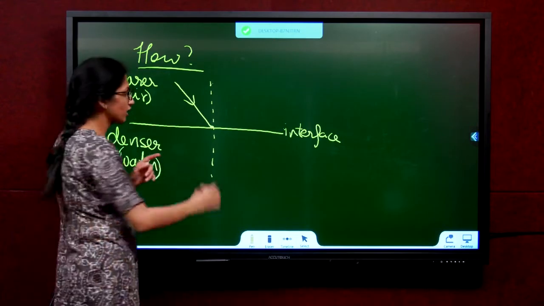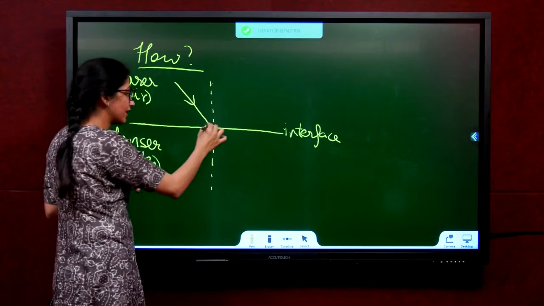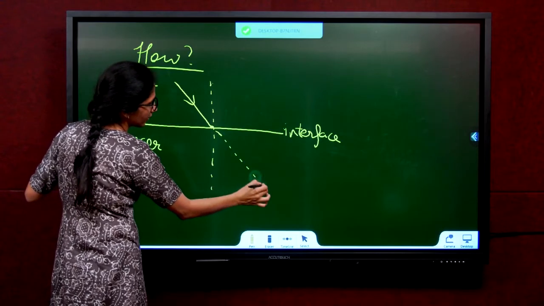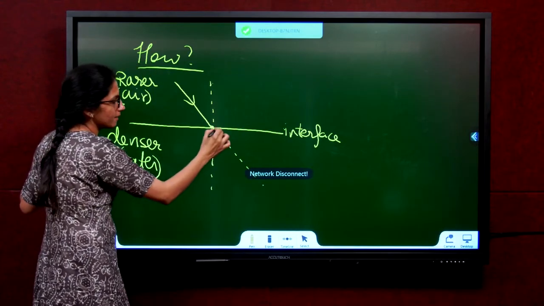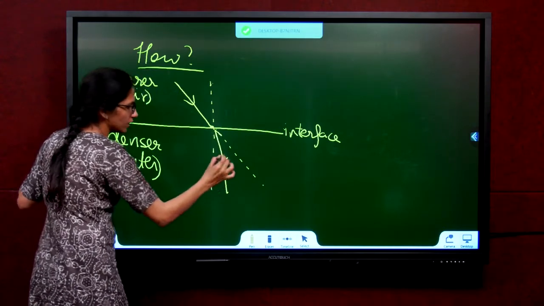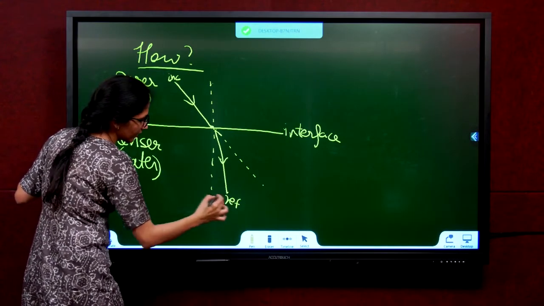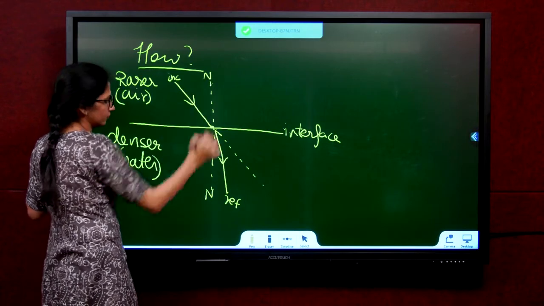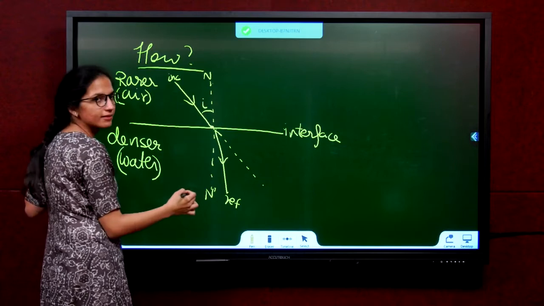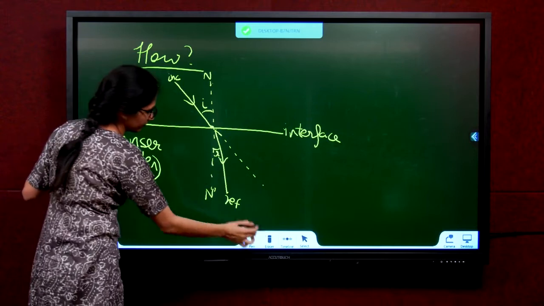If it was reflection, the light ray would go back. But this is not reflection, this is refraction. The light ray will continue to go down, but it will bend. Light ray had to go like this itself. But it's going from rarer medium to denser medium. It bends towards the normal. This is the incident ray. This is the refracted ray. This is the normal. Angle between incident ray and normal, angle of incidence. Angle between refracted ray and normal, angle of refraction.